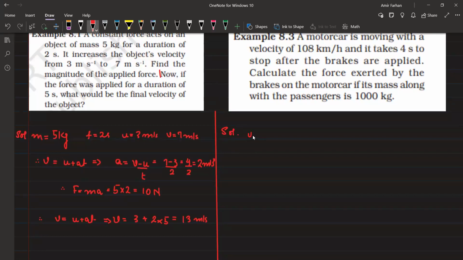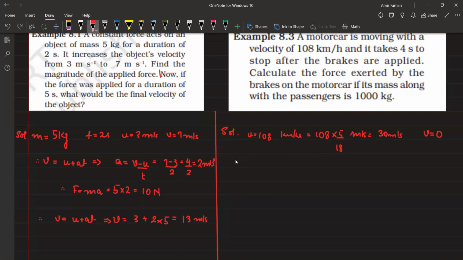Let's find out this one. The initial velocity of a body is 108 kilometer per hour. How will you convert this into meter per second? You just have to multiply it by which number? 5 by 18. Very good. It comes out to be 30 meter per second. And the final velocity V is equal to 0 because the car has stopped.